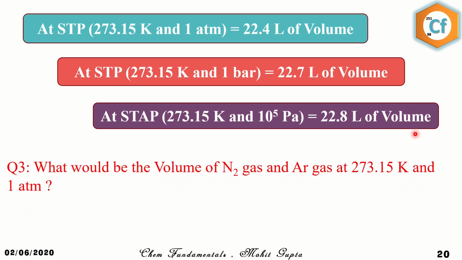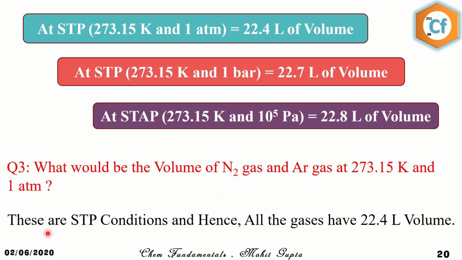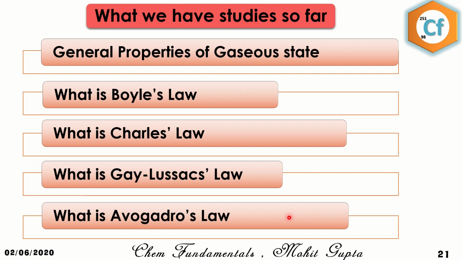So we reached the last question, which is: what is the volume of N2 gas and Ar gas, argon gas, at 273.15 Kelvin and 1 atm? So these are the standard conditions here, and the molar volume is 22.4 liters. So under this STP condition, all the gases have the same volume, which is equal to 22.4 liters if we have 1 mole of each gas. So what we have studied so far, we have talked about the general properties of the gaseous state. We have talked about Boyle's law, Charles' law, Gay-Lussac's law, and Avogadro's law.